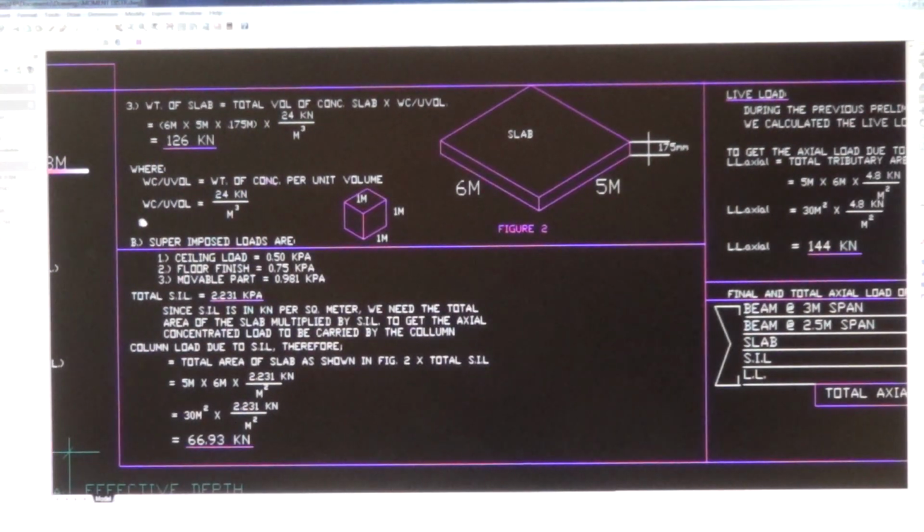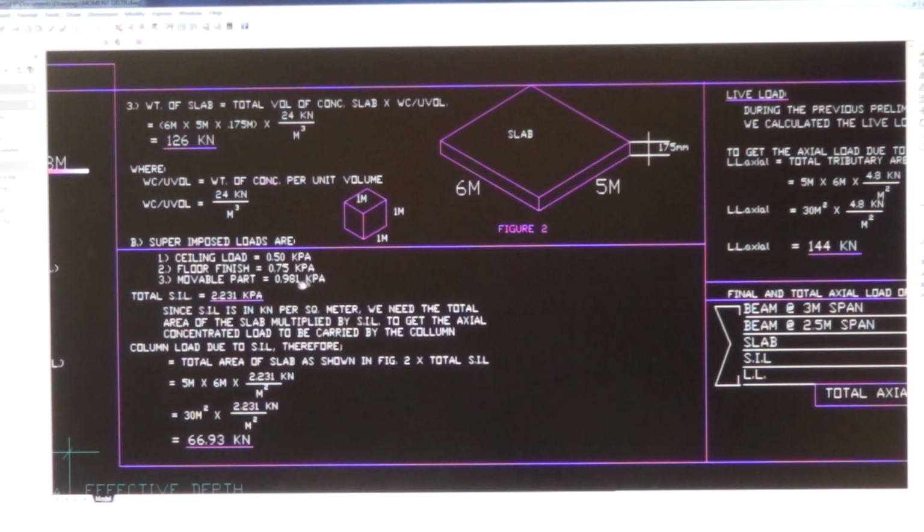What are these superimposed loads? Number 1, ceiling load. Number 2, floor finish. And number 3 is movable partition. The ceiling load is allocated 0.5 kPa and the floor finish is 0.75 kPa. I tried to analyze all these loads and they are very reasonable loads for floor finish, ceiling, and even the movable partition.